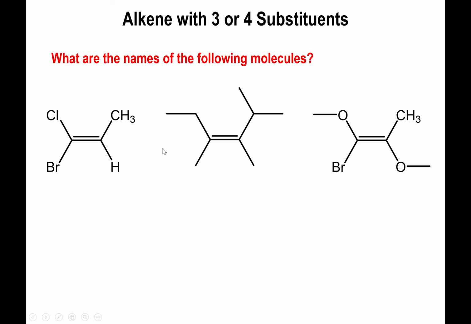But what happens when you have more than two groups bound to the same alkene? How do you end up naming the molecules, and how do you determine whether it is the cis configuration or the trans configuration? Well, there's a set of rules that we're going to follow in order to determine the names of these molecules. So let's start with the molecule on the left.